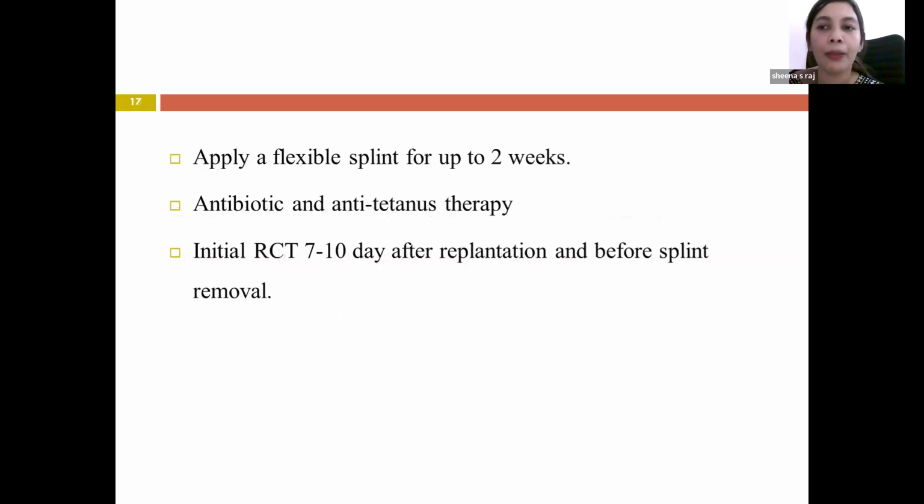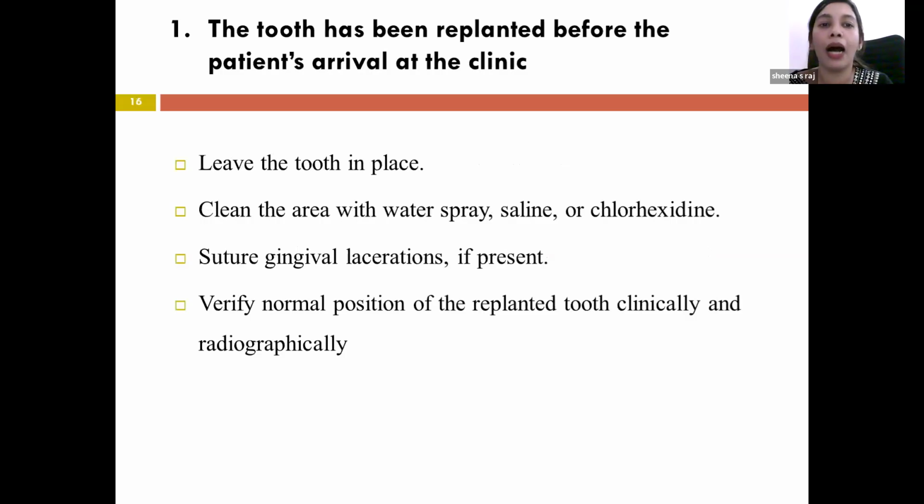After that, the patient is asked to wear a flexible splint for 2 weeks, because a 2-week review is required as there is a high chance of ankylosis. To prevent that, a flexible splint is given. After that, we have to give antibiotics for the infection to heal, and anti-tetanus therapy has also to be given. And after that, we have to give the root canal treatment 70 days after reimplantation. Okay, that is very important. So that was the first part, when the tooth has been replaced at the time of trauma and the patient comes.